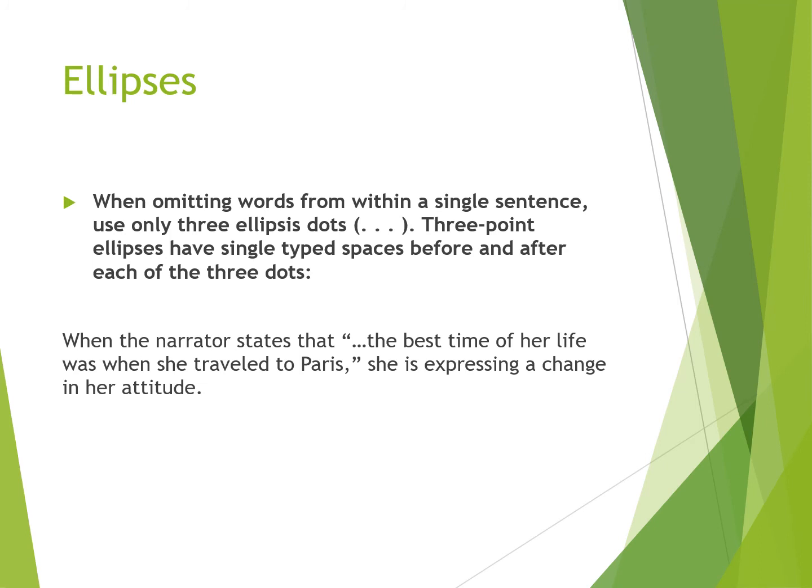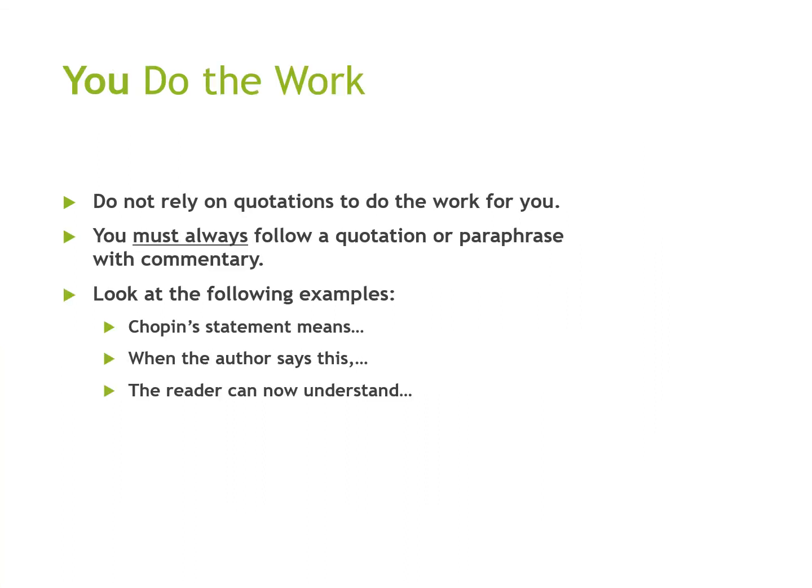Ellipses are helpful when we want to use part but not an entire quote. So if you're omitting words or starting from a midpoint in the sentence, 3-point ellipses have single type spaces before them and after each of the 3 dots to help you introduce that. So for example, when the narrator states that the best time of her life was when she traveled to Paris, she is expressing a change in her attitude. I only wanted to use the second half of that sentence, so I used ellipses. That allowed me to take off the first part.